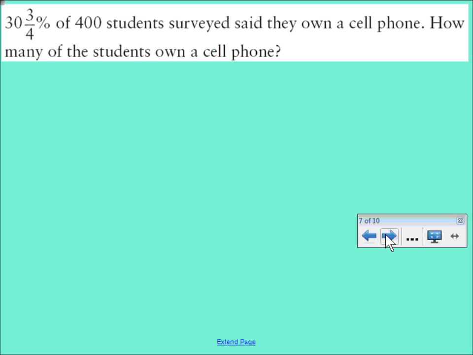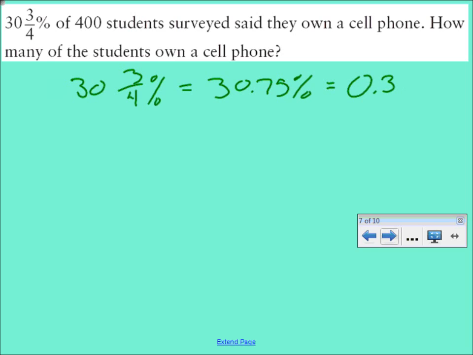30.75% of 400 students surveyed said they owned a cell phone. How many students own a cell phone? Again, pause this so you can do this at home, but 30.75% equals 0.3075 as a decimal. We take 0.3075 and we times that by 400, and that equals 123.